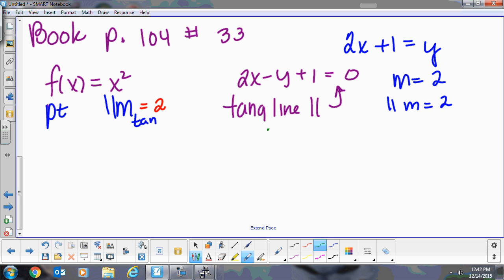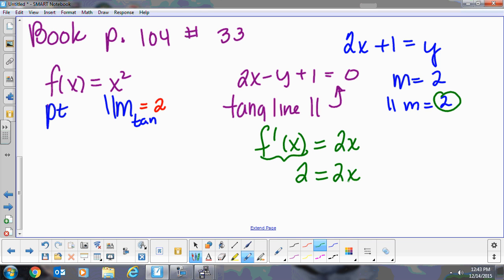So if I come over here and I do my derivative, what is the derivative? 2x. What is the derivative that we're working with? What is a derivative? Slope generating function, right? What is the slope of the tangent line? 2. So this is slope. So I'm going to put my parallel slope in. 2 equals 2x. So what does x equal? 1. I have half a point.